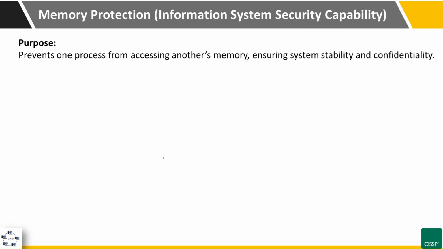Our next topic is memory protection inside information system security capability. So an information system has security capabilities, and one of them is memory protection. The purpose of memory protection is that it prevents one process from accessing another process's memory, ensuring system stability and confidentiality.